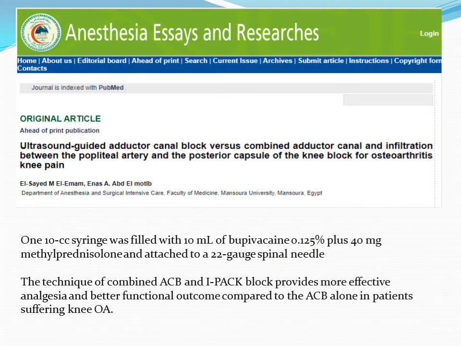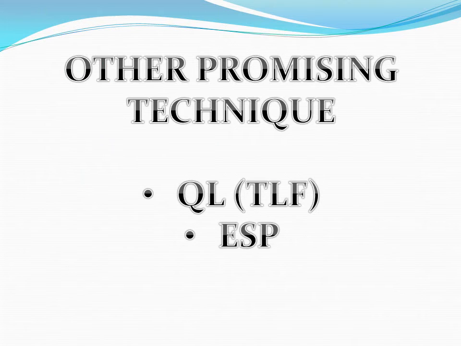The same combination, which is adductor canal block and IPACK block, was used for pain relief in a study published in the Anesthesia Essays Egyptian Journal by Said Imam and Ines from Mansoura University. They were injecting this combination and comparing it with the adductor canal block. The technique combining adductor canal block and IPACK block provides more effective analgesia and better functional outcome compared to the adductor canal block alone in patients suffering from arthritis.